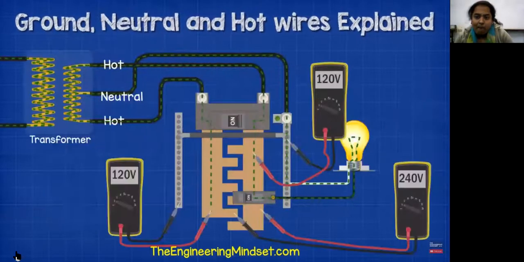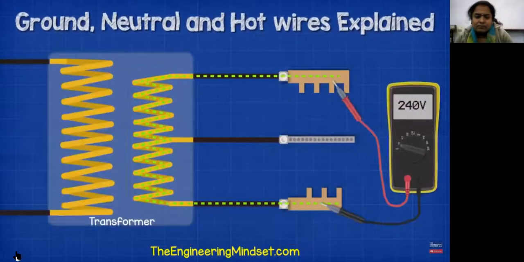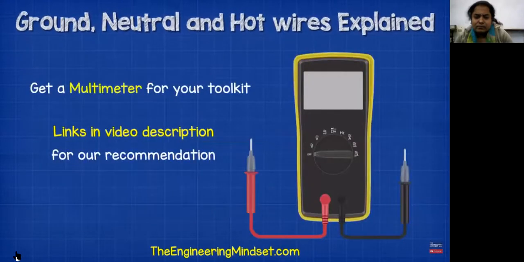But then when we connect between the 2 hots, we get 240 volts because we're using the full length of the transformer coil. If you don't have a multimeter, I highly encourage you to get one.